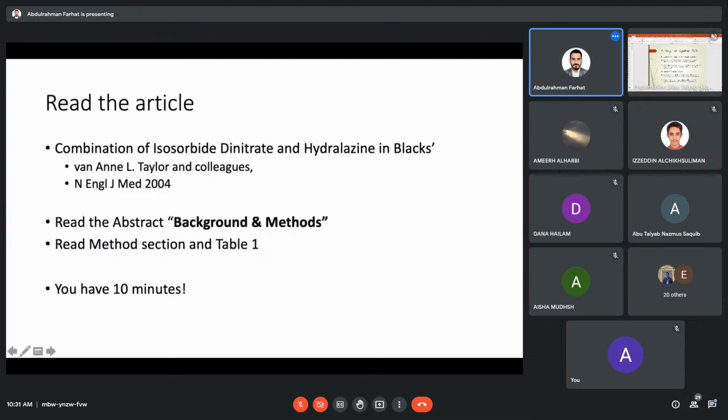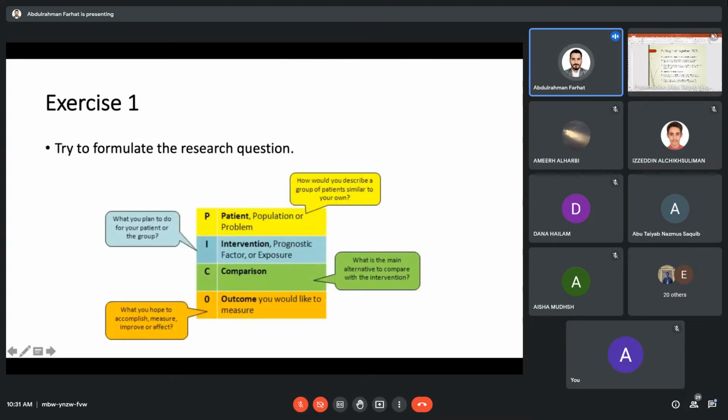Let's carry on then. So the first exercise is to try to formulate the research question. So I want to ask someone, how do we formulate any research question? Can I see some hands? It's already in front of you guys. Yes, please, Aisha, go ahead. What are the parts of a research question? How do you formulate one? What are the components? Okay, so first of all, we need to know who the population is we are going to do the study on.